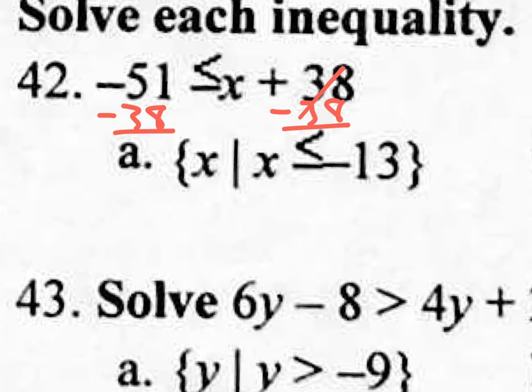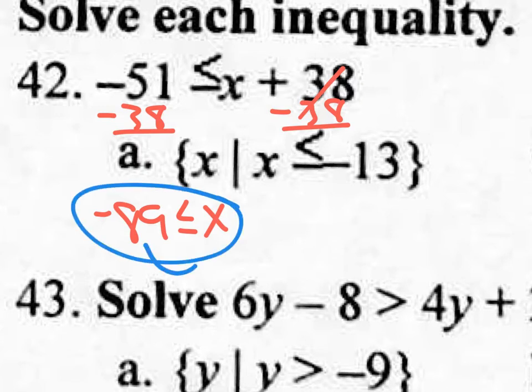Negative 51 minus 38, that's negative 89. So we have negative 89 is less than or equal to x. Now, notice that the multiple choice answers don't have the x on the right side of the inequality, so it's better to flip the whole thing. So what you see here is the right answer.